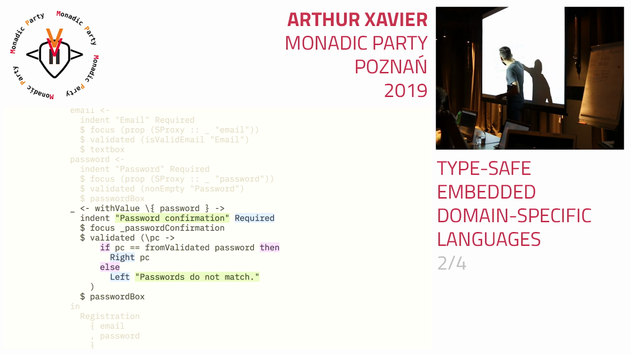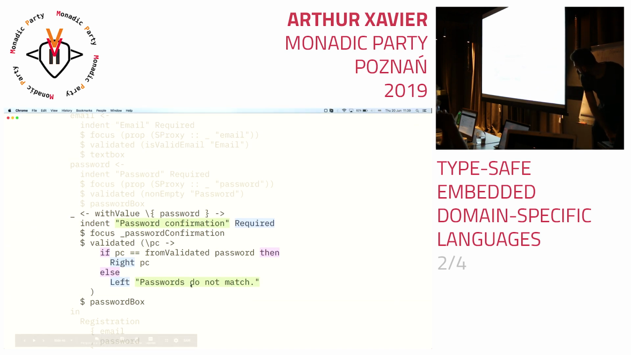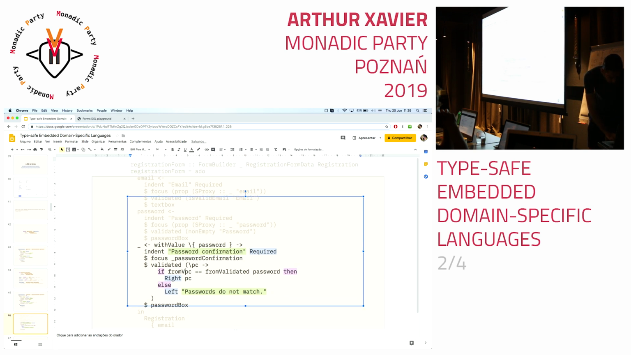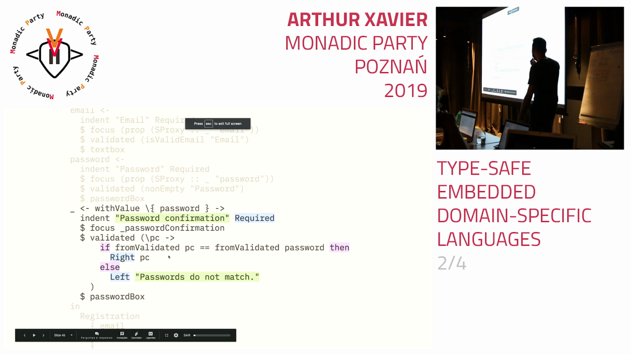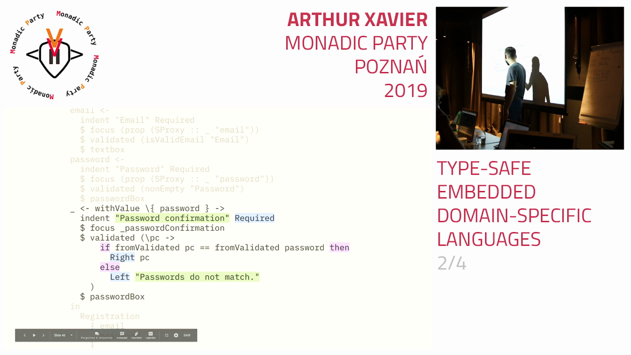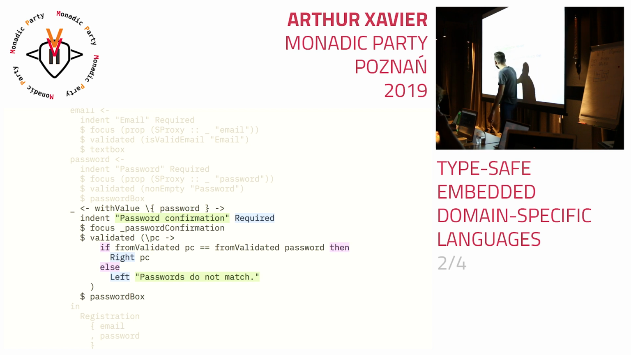And this is basically a validator that checks whether the two passwords are equal, right? If they are, and this should have been fromValidated here too, this fromValidated function just unwraps a validated value. So yeah, if the two are equal, we just output the password confirmation. If they're different, we output a message: passwords do not match. We're not using this value at all, right? So we add an underscore here. And that's basically it.